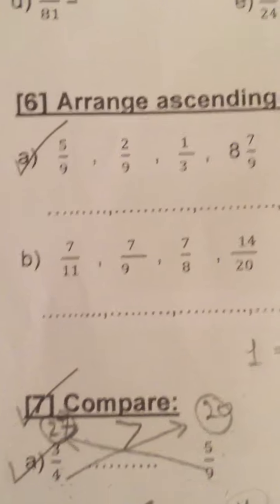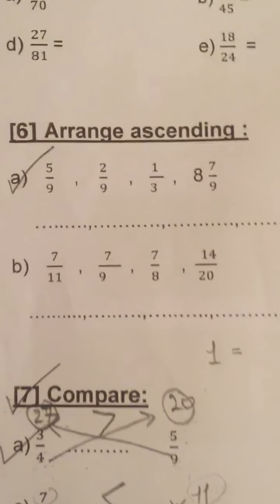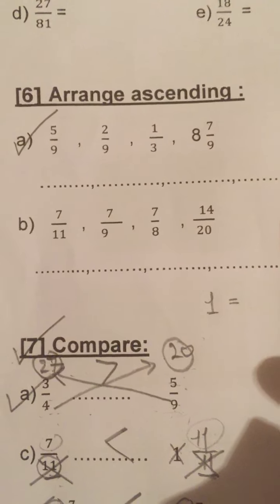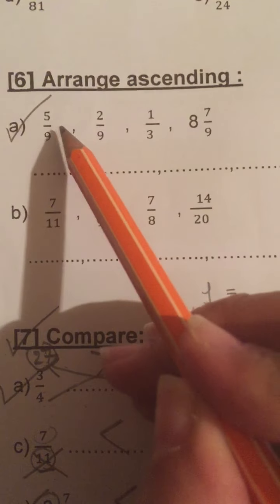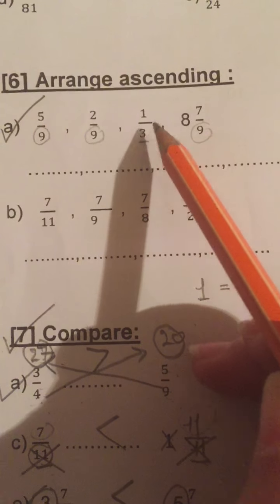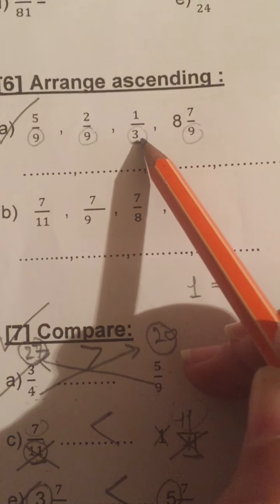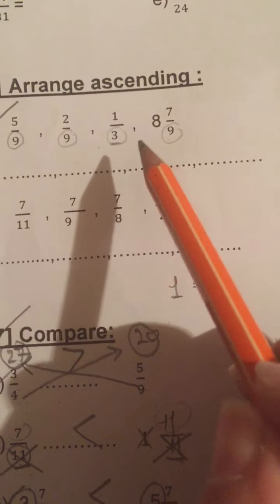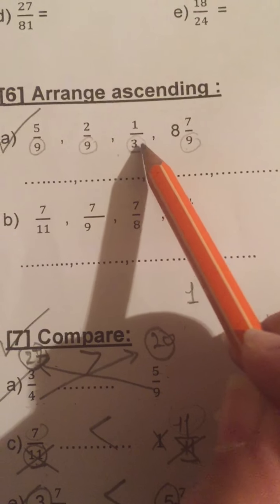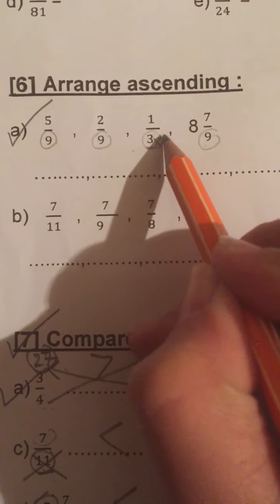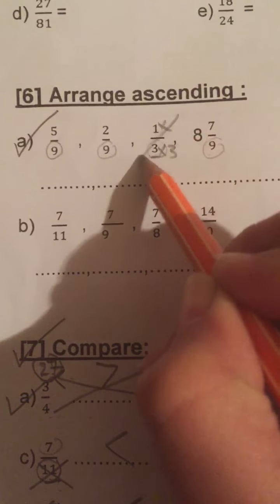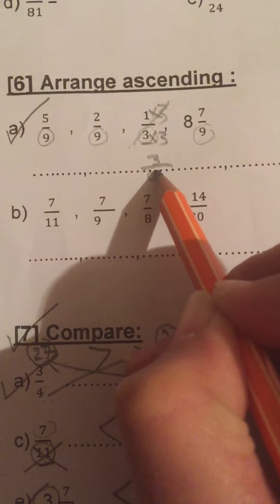Here, arrange fractions ascendingly. Okay, so here, as we said before, the denominators should be the same. Here, the denominators are 9, 9, 9, but over there I have 3. So I have to change the denominator into 9. So all the denominators should be equal. Okay, so I have to change this 3 into 9 by multiplying it by 3 up and down. So this is going to be 1 times 3 equals 3, 3 times 3 equals 9.